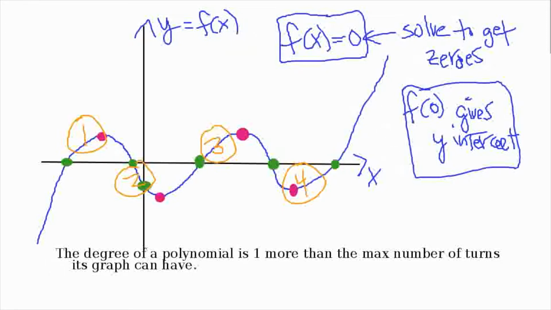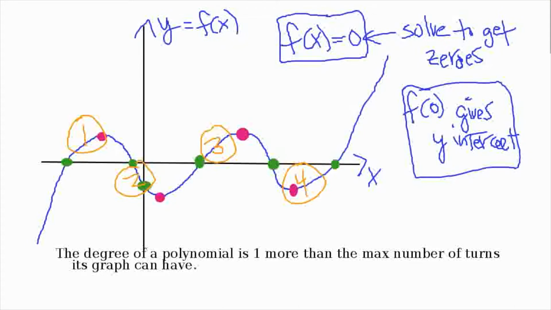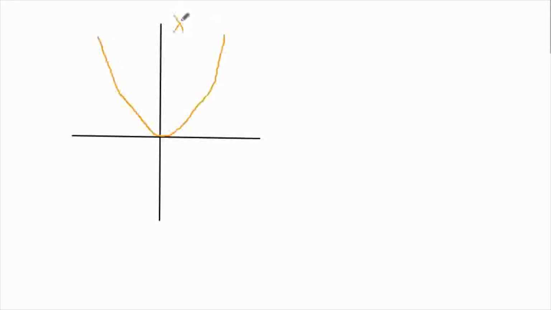All right, so let me go to a new whiteboard. Think about the graph of x to the 4. What does the graph of x to the 4 look like? It looks kind of like a parabola. Okay, so the degree is 4, but the number of turns is 1. So the number of turns doesn't have to be 1 less than the degree. It has to be between 1 and 1 less than the degree, or 0 and 1 less than the degree.